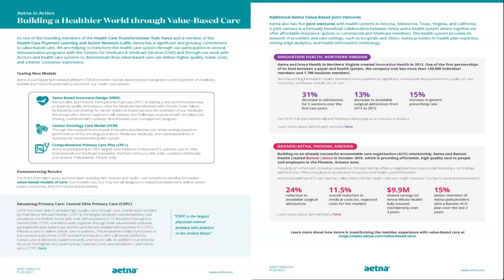And then another one that we are very proud of and have a long-standing relationship with is an entity called Banner Health. It's in Phoenix, Arizona. This is a very successful accountable care organization partnership that we've had in place for many years.